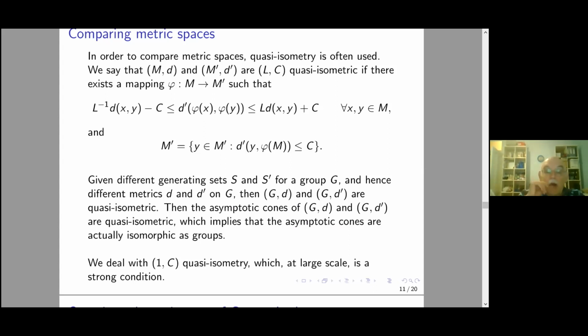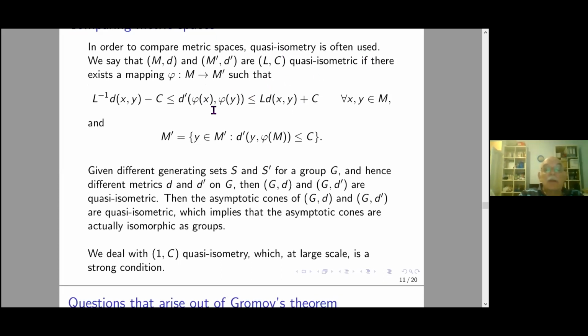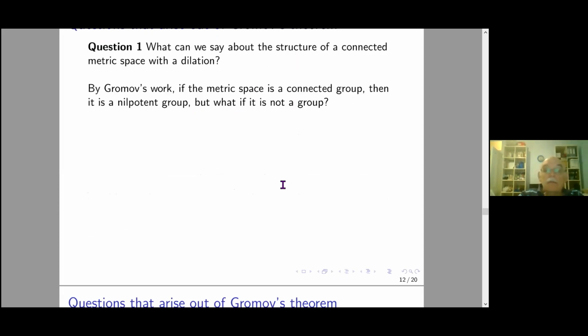So anyway, I wanted to say that in the work that I want to talk about now, which is with Kivioja, Le Donne, and so on, we deal with something that's called a (1,C) quasi-isometry. So I can put a constant 1 here and a constant C there. So then I deal with a (1,C) quasi-isometry. It says that it changes distances, but it only changes them by a finite constant.